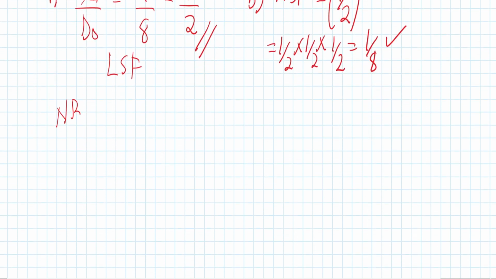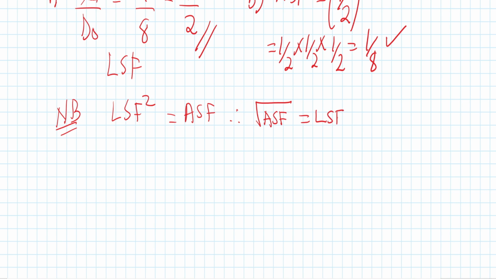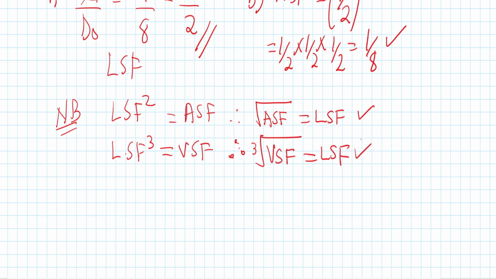let's write NB. NB: linear scale factor squared will give you area scale factor. The vice versa is also applicable. If you want to search for linear scale factor, you find the square root of area scale factor to give you linear scale factor. Linear scale factor cubed is equal to volume scale factor. But in case you are given volume scale factor and told to find linear scale factor, then you just do the cube root of volume scale factor to get linear scale factor. So those are two common rules that we need to know.